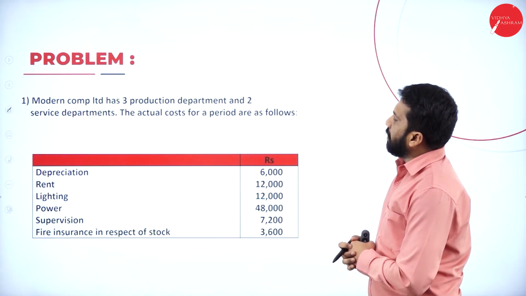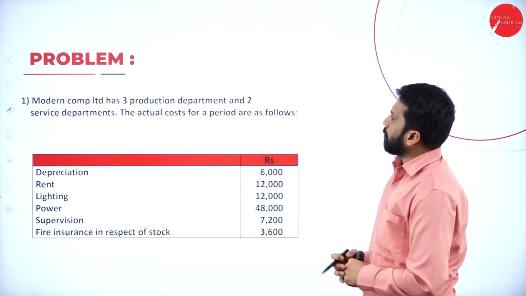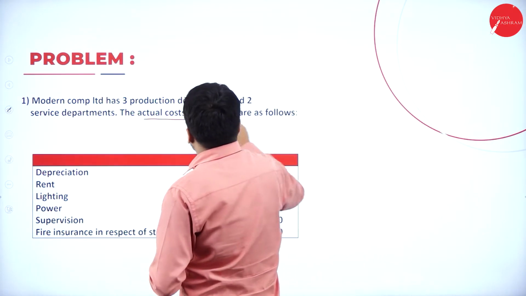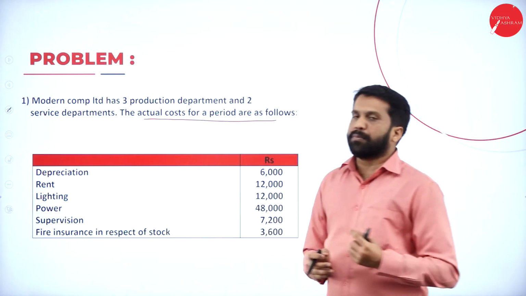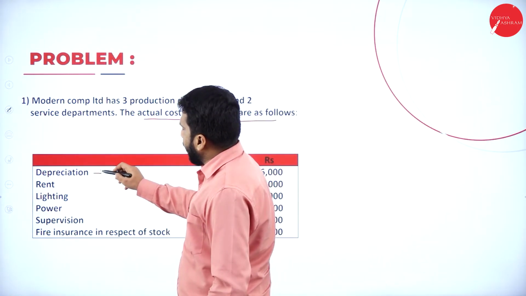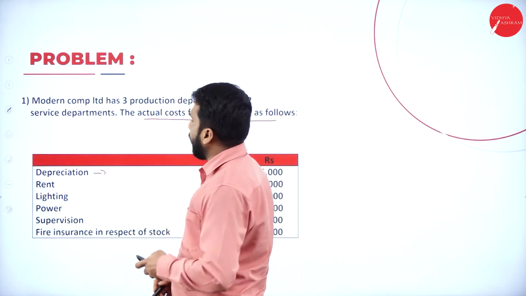So, Modern Company Limited has 3 production departments and 2 service departments. Now, the actual costs for the period are as follows. This is problem number 1. Now, see, depreciation they have given. On the basis of what? I'll go back to this.